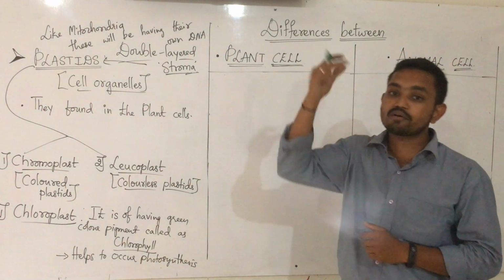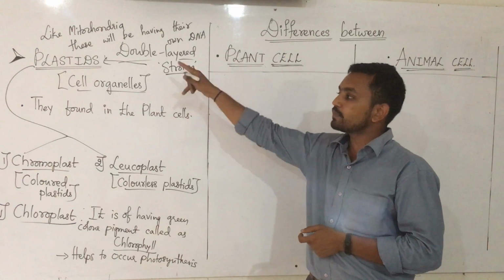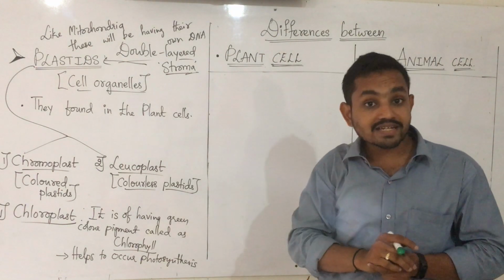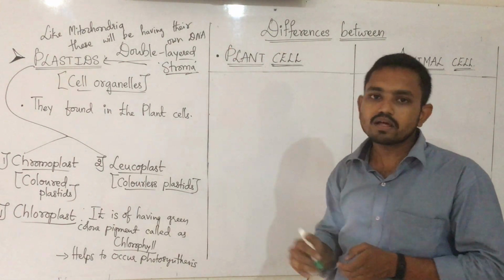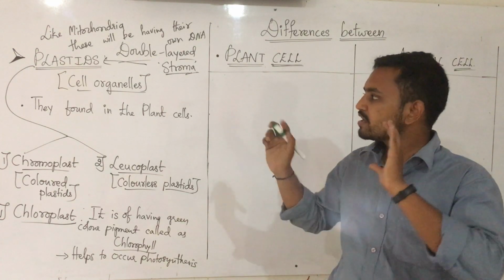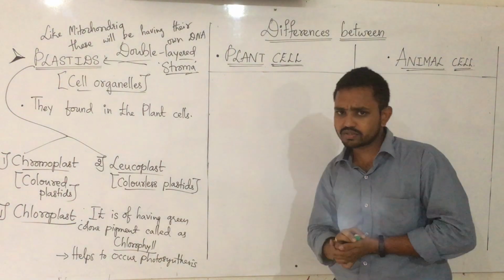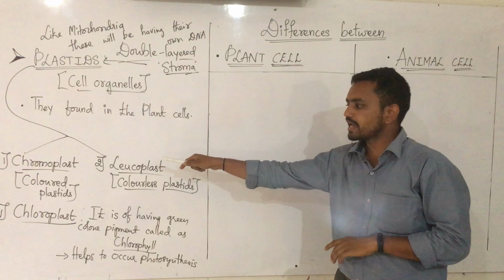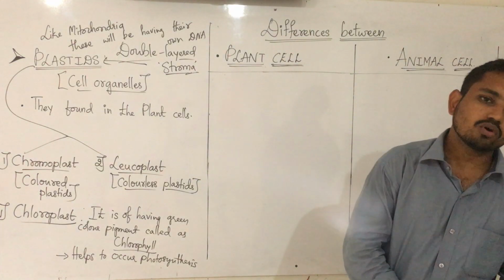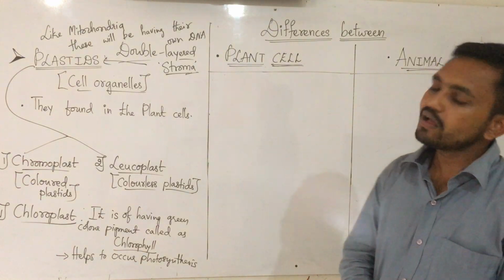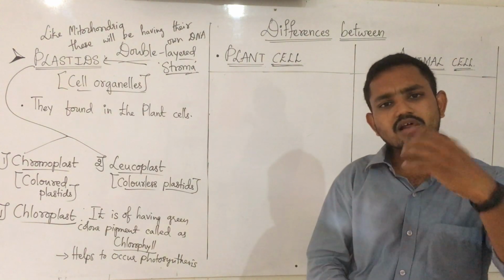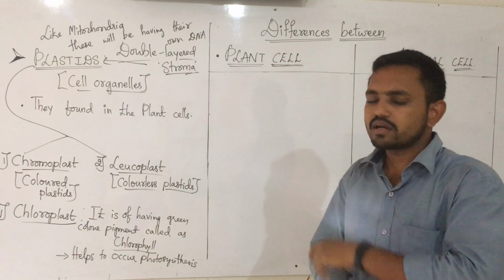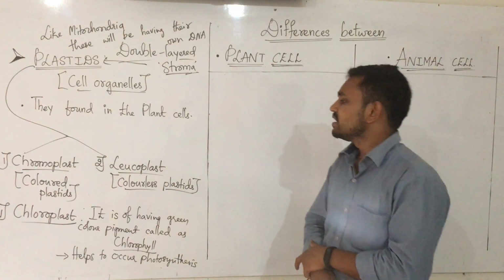So chloroplasts are a type of chromoplast, and chromoplast is a type of plastid. Guys, apart from those 10 cell organelles, you should also remember this important cell organelle, the plastid. Plastids are found only in plant cells. Based on their color, we can categorize them into chromo and leuco. Chromo means colored, leuco means colorless. Leucoplasts are also a kind of plastid. They don't have a color, they are whitish or colorless.